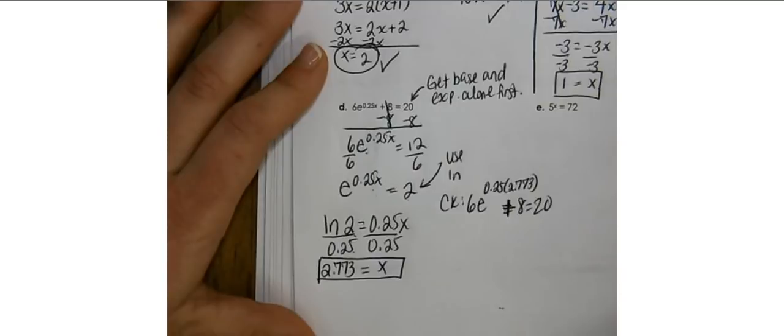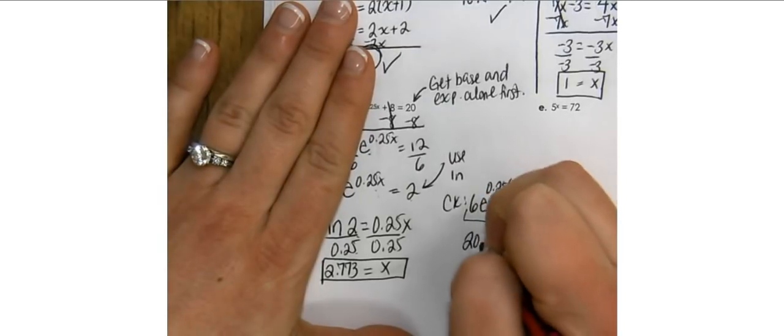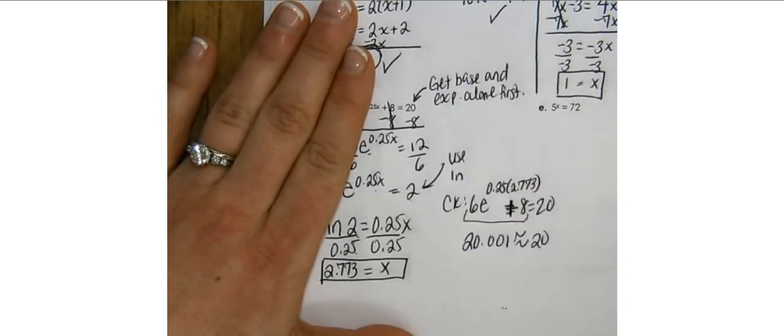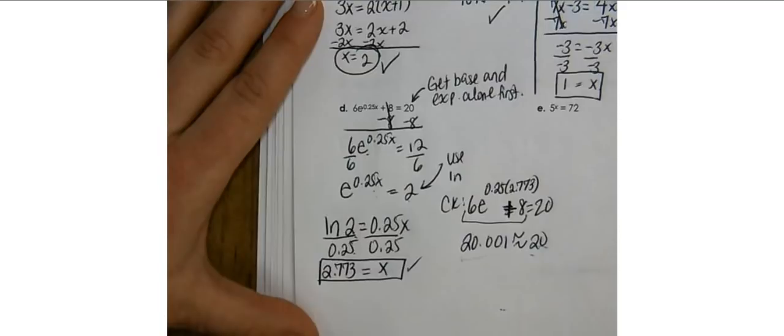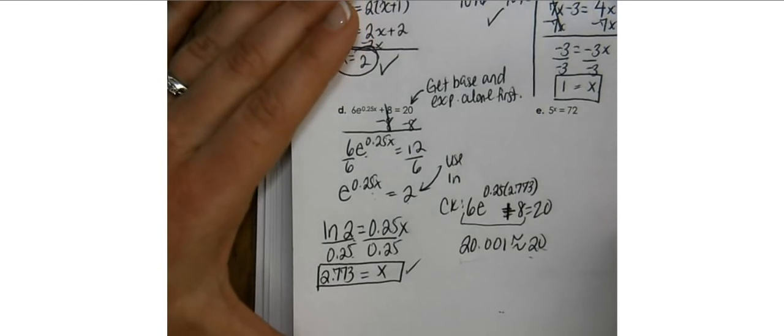So put that whole side into your calculator exactly as you see it. And when you do so, you end up with 20.001, and that's pretty close to 20. Because these two numbers are so close to one another, we can say for certain that 2.773 is pretty close to what x is equal to.